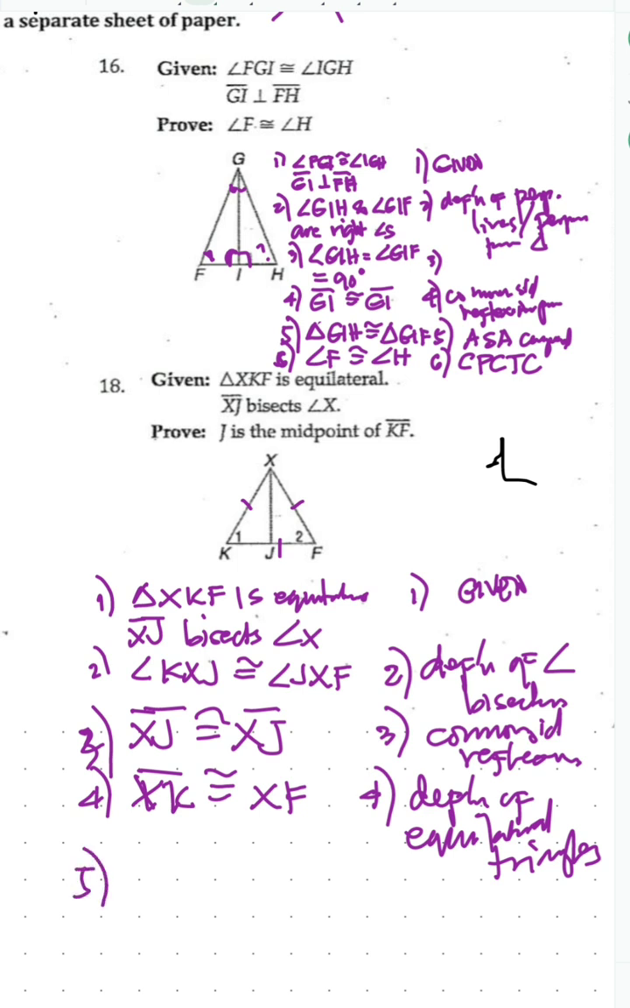Okay. Since side XK is congruent to side XF, so that means the angles, the base angles are congruent. So angle 1 is congruent to angle 2. What will be our reason here? If 2 sides are congruent, then the base angles are also congruent. What will be that one? Okay, base angle.